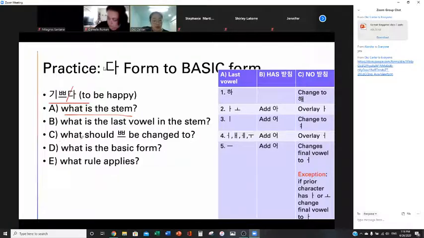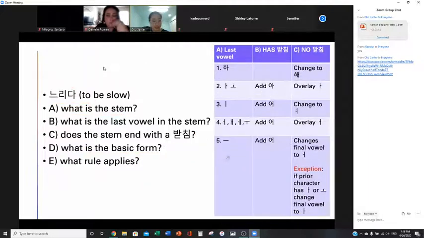So go straight to the rules that we have right here. 쁘 changed to ㅃㅏ, right? So it changed to 빠. And then what is the basic form? Perfect. Yeah, you're good. Like she said, it's 기뻐. So that's the basic form. And what rule applied? It's number 5 that we have used. Okay, so this one we'll do together.